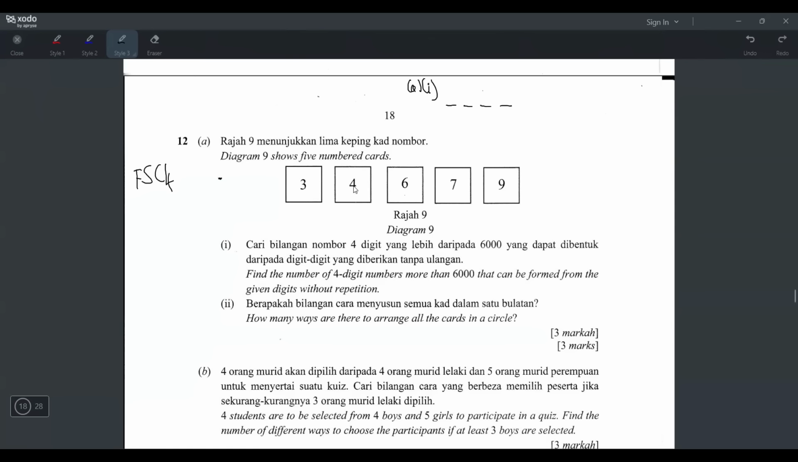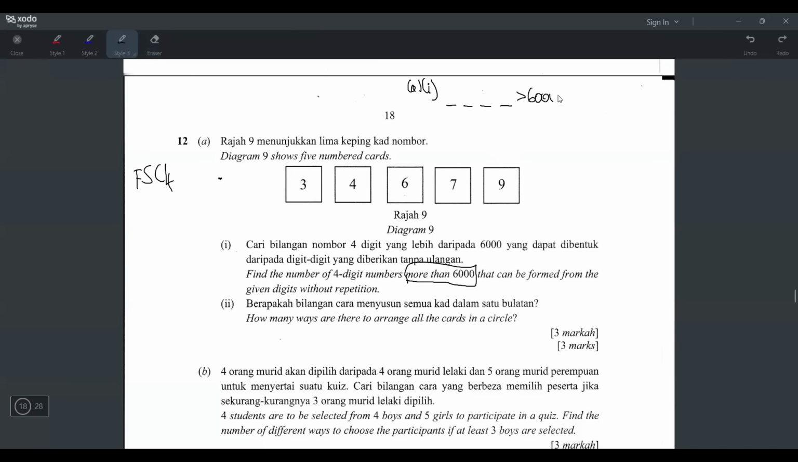So if no condition, it will be 5P4. They never say the keyword arrange, but you know it has to be permutation, because when you're forming a number, the order is important. You will actually arrange it, so you have to use permutation P. If we do 5P4, that would be the answer if there is no condition. But they did say that they want the number to be more than 6,000, so we have to consider that.